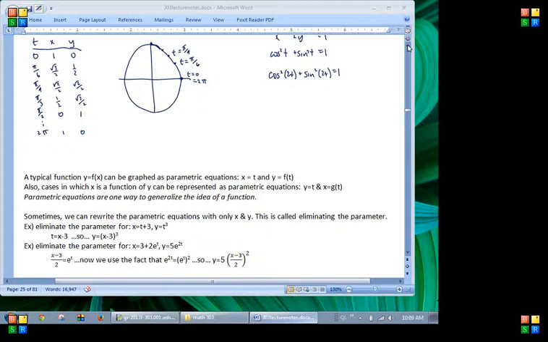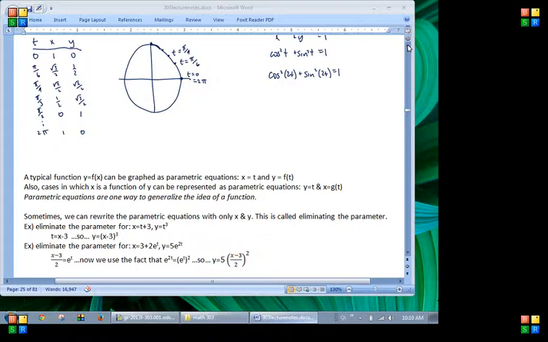So now you can just plug that into the equation for y. So now you get y equals (x minus 3) cubed. So using this, we've actually converted from a parametric equation into regular y equals f of x notation, or a regular x and y equation with no t. Okay.